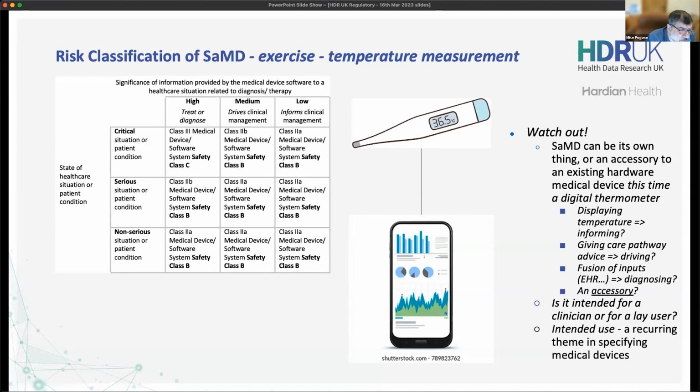Next one. Mariam, hi. You have not mentioned any class 1 devices. Is there a reason for this? I understand on the UK MDR, we are still allowed to have class 1 SAMD.